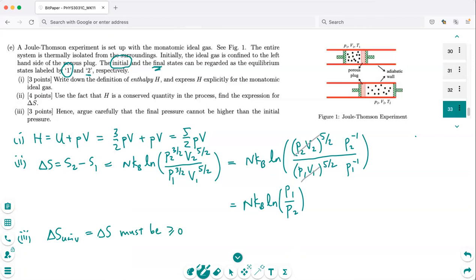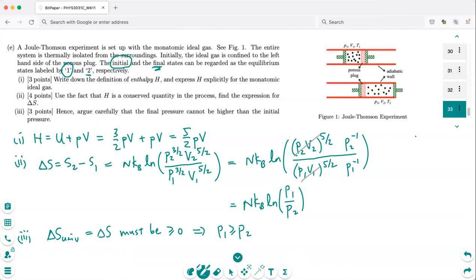This is the second law. This is an application of the second law. Okay, so you go back and read this equation. This tells you this whole thing has to be greater or equal to 0. And therefore, this can only be true if P1 is greater than P2. Okay, so P2, after you go through this process, the pressure has to drop.